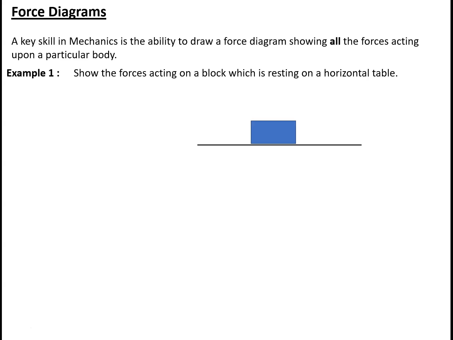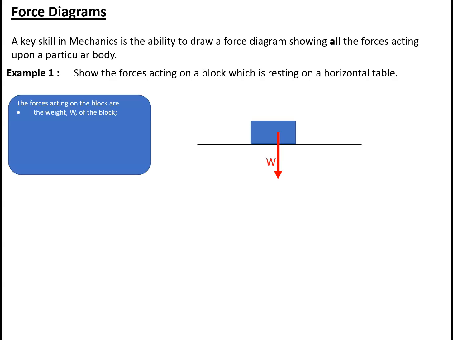So, if we want to show the forces acting on a block which is resting on a horizontal table, then we've got the weight of the block acting vertically downwards, and we have got the reaction of the table on the block acting vertically upwards. And this is called a normal reaction. It's at right angles to the line of contact between the table and the block. There's no frictional force, since there is no possibility of the block moving in any direction if the block is simply resting on the table.